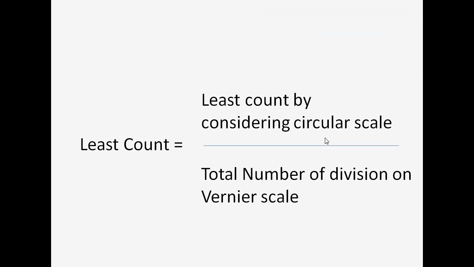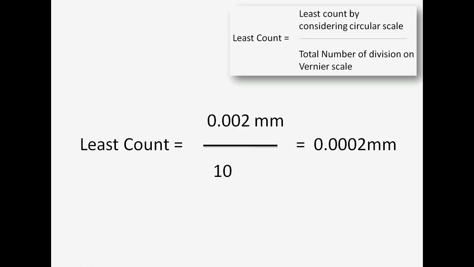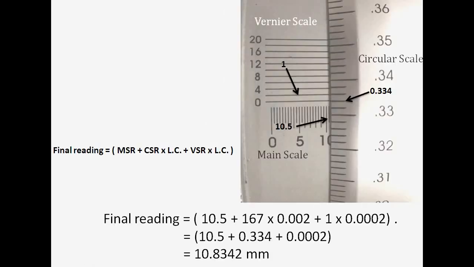Now if I want to calculate the least count further, for the vernier scale, the formula will be least count equals the least count of the circular scale upon the total number of divisions on the vernier scale. We calculated previously 0.002 mm divided by the total number of divisions on the vernier scale, which are 10. So the final least count for the vernier scale will be 0.0002 mm.